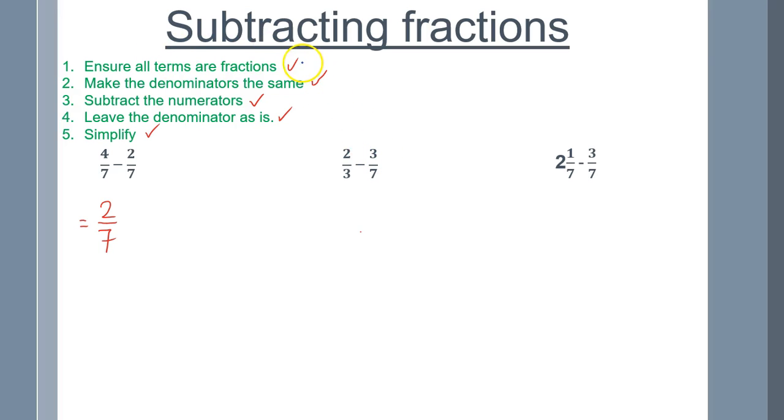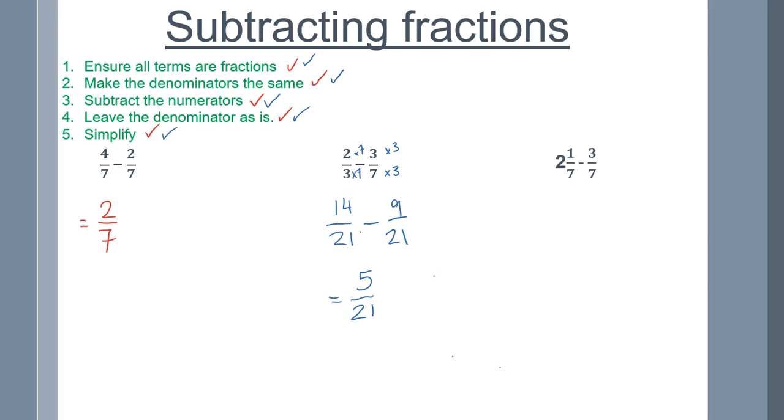So this one here, let's go through it. Ensure they're all fractions. They are, tick. Make the denominators the same. So we're going to multiply them together, which gets 21, and we're going to change them both into 21. This one gets multiplied by 7 and 7, which is 14 over 21. And this one's by 3, so 9 over 21. So the denominators are now the same. Tick. Subtract the numerators. 14 take 9 is 5. Leave the denominator as it is, 21. Can we simplify it? No.